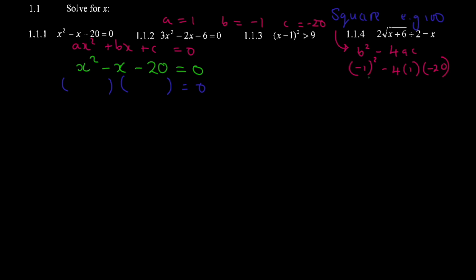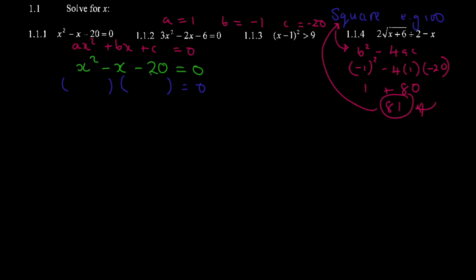So here it's -1 to the power 2, so it's obviously 1, and then here it's negative and negative on the 4 and then on the 20. So here I'm going to get positive 80. When you add this, you actually get 81. 81 is a perfect square. So this is good. It means that this is factorizable.